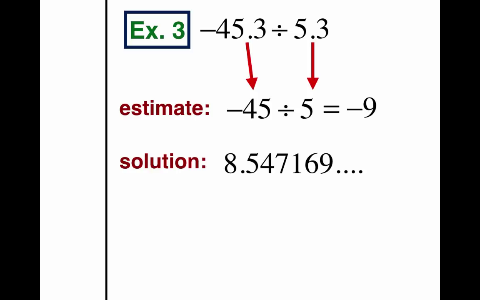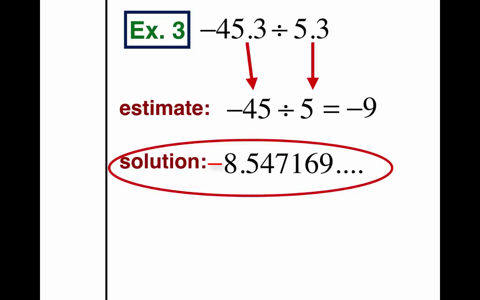Oh, I'm missing my negative sign. I better get that in there. Negative 8.547169. All right, so example number 4. 12.2 over negative 2.8, a fraction. Well, fractions actually just mean to divide, remember that? So we are dividing 12.2 by negative 2.8.